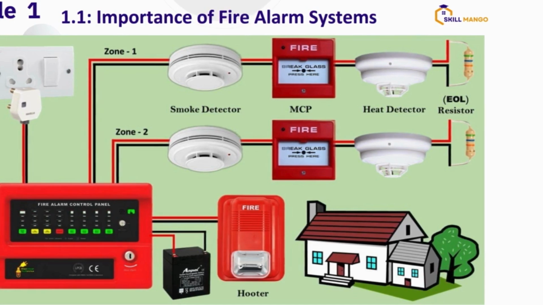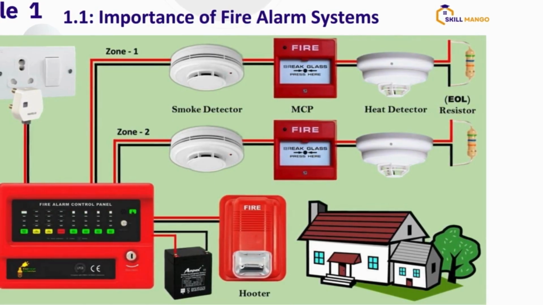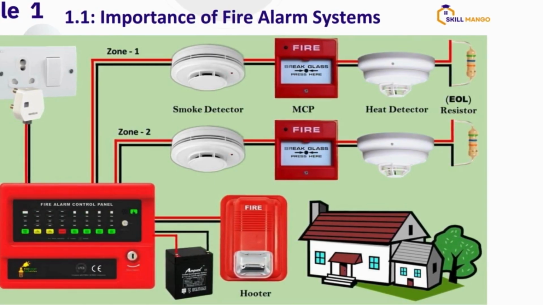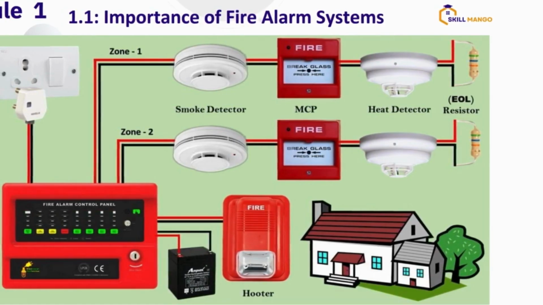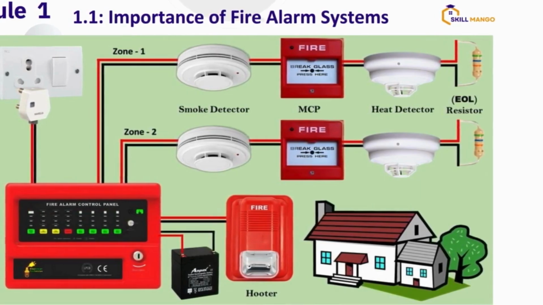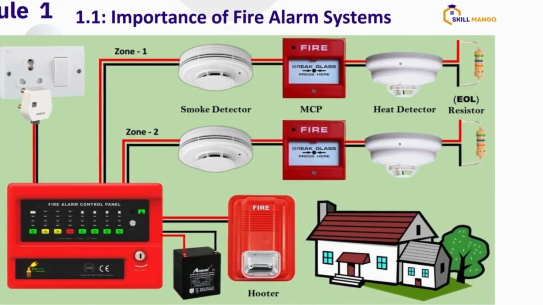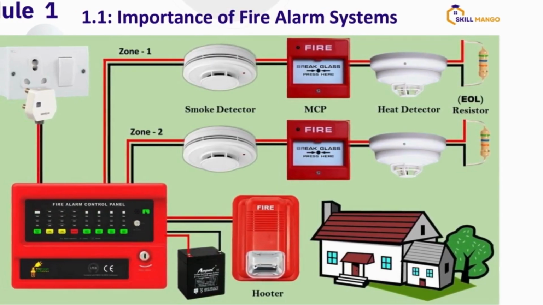Look at the detectors. You can see this is a two-zone panel, which is conventional. Look at the way the connection goes from the control panel to zone 1, equipment 1, which is a detector, equipment 2, device 2, which is an MCP, and device 3, which is a detector.